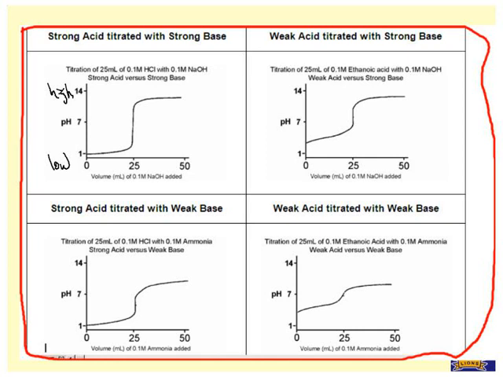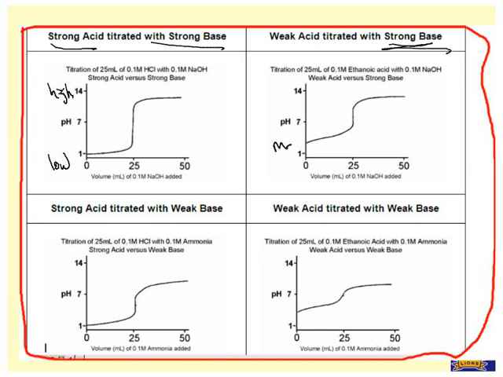So this would be strong acid titrated with strong base. The titrated thing is what you're titrating, and you're titrating with strong base. So this means the base would be in the burette. Weak acid titrated with strong base here means the strong base would be in the burette.